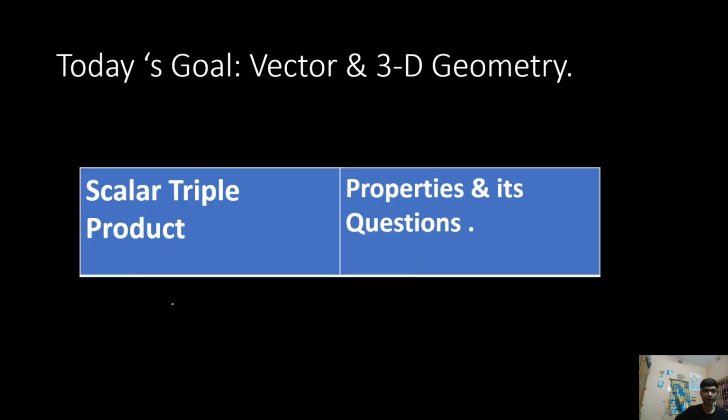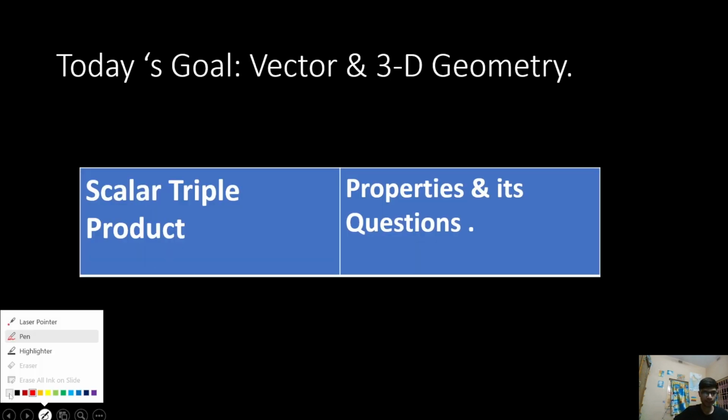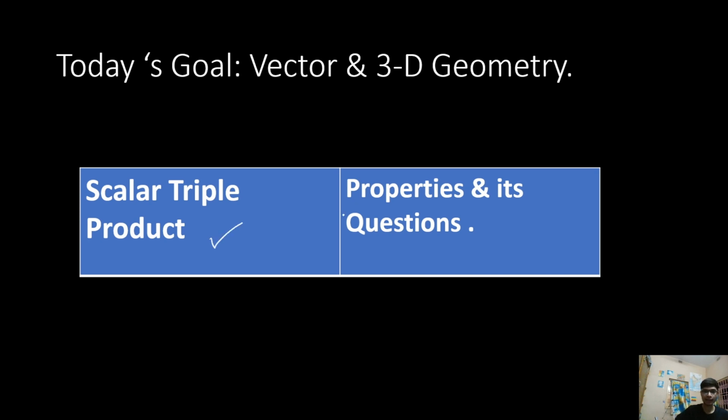So today's goal will basically be to study the scalar triple product, and after doing the scalar triple product we'll move on to study the properties and the questions regarding it. Now before starting with today's topic I want to take a few questions to illustrate my previous lectures. Okay, so before starting today's lecture I'm going to take up questions which are basically on the topic of scalar product and vector product.